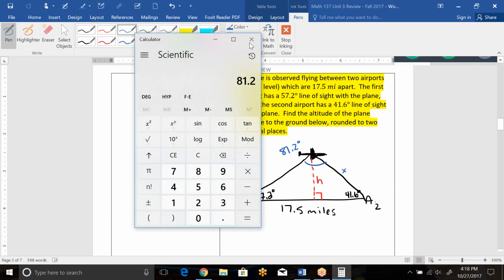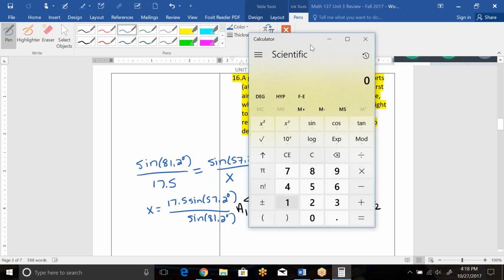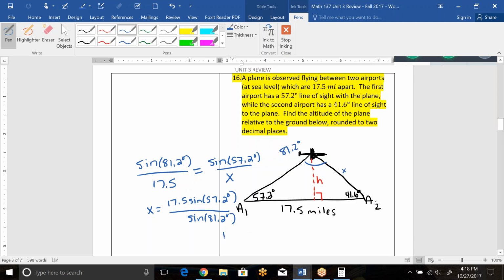Typically, when I'm not going to be done with a problem yet, I like to round out more than the decimal points that they tell us to, just to make sure I'm not getting too far off with my rounding from the beginning. And then we'll times that by the 17.5, and then divide it by the sine of the 81.2. And I'm getting 14.8851 if we round to 4 decimal places.